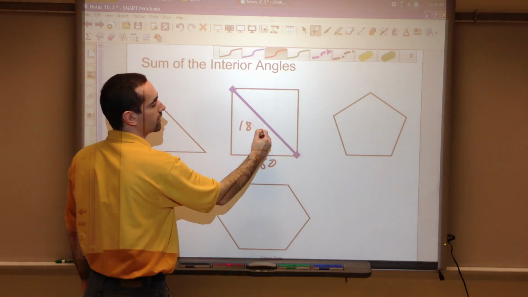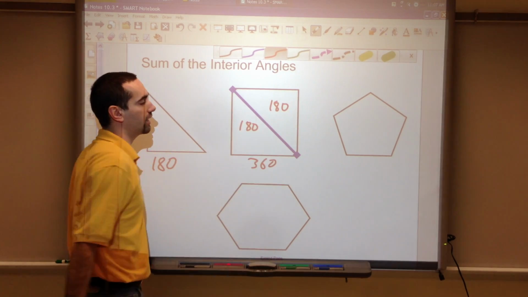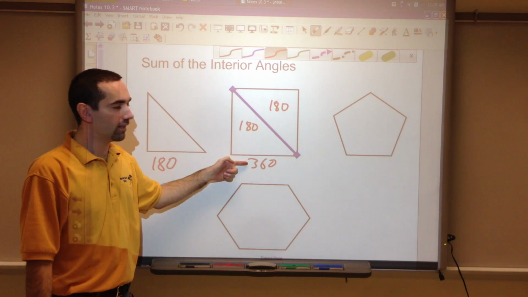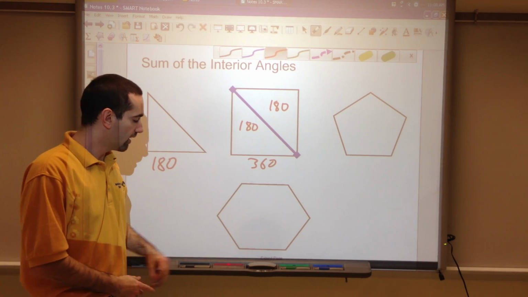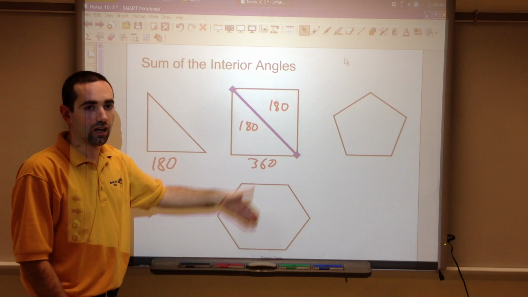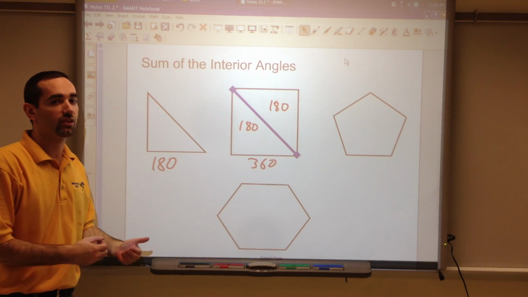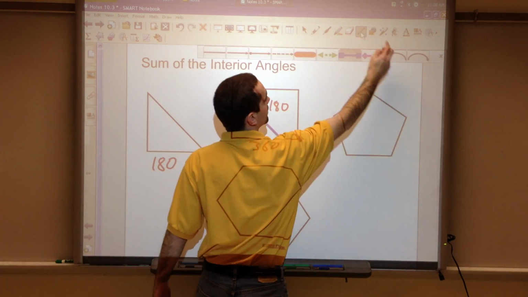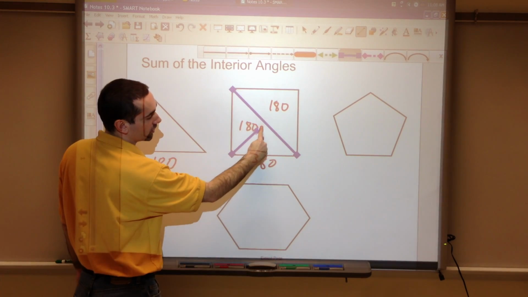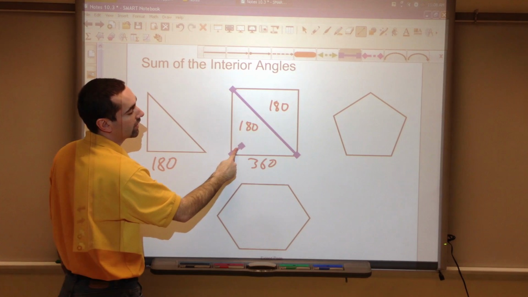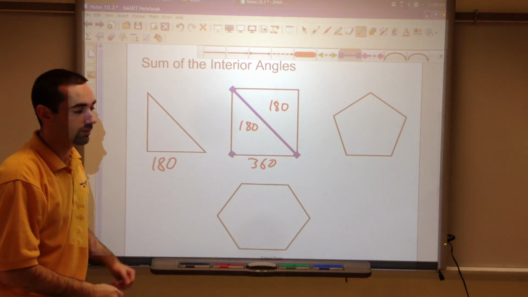Well, this one we know adds up to 180. This one we know adds up to 180. 180 plus 180, 360. Now, I'm not going to split it up any further. I'm just splitting it up to one solid triangle. Once I have one triangle, I'm not going to split that any further. In other words, I'm not going to split this triangle into two triangles. Once I've got one triangle, I'm done.